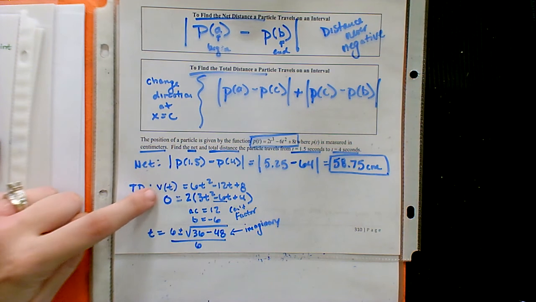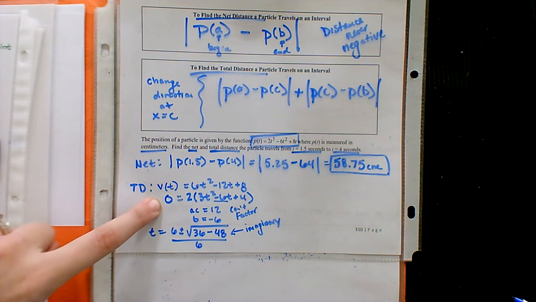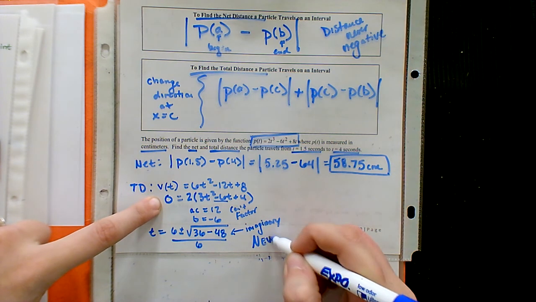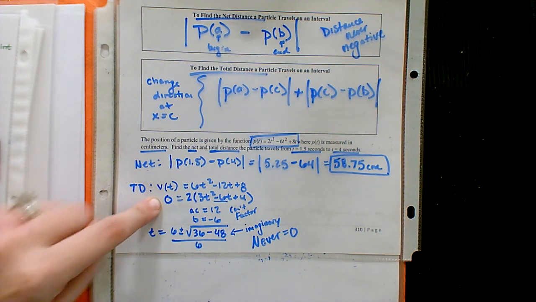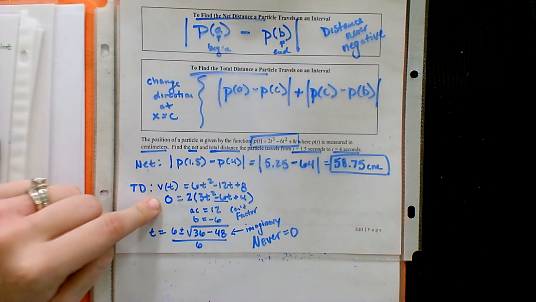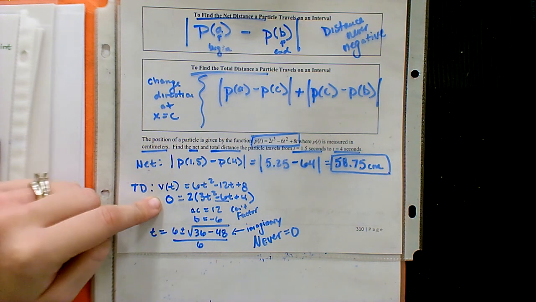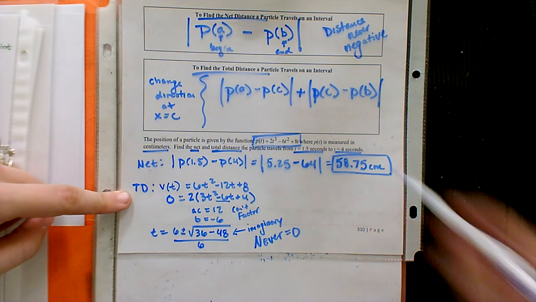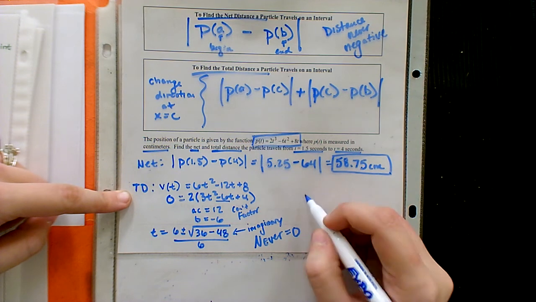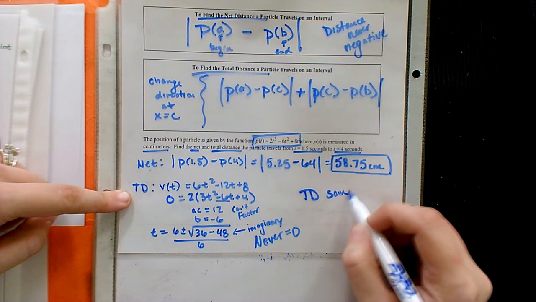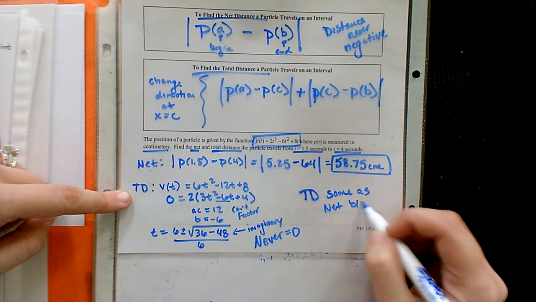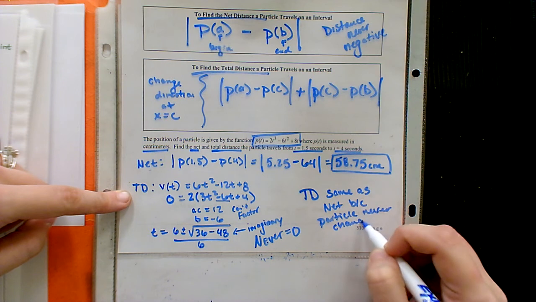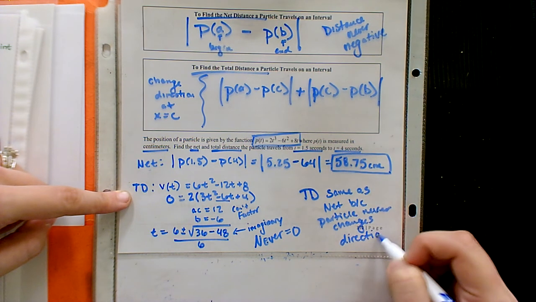So what's that telling us about velocity? It's never 0. It never changes positive to negative. You never have that change in direction. Okay? So we'll say never equals 0. So if velocity is never 0, then this particle is never changing direction. So if it never changes direction, what's our total distance? Same as the net, okay? So total distance, same as net, because the particle never changes direction.